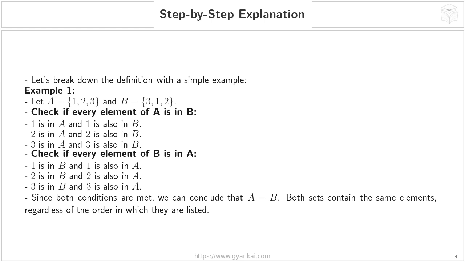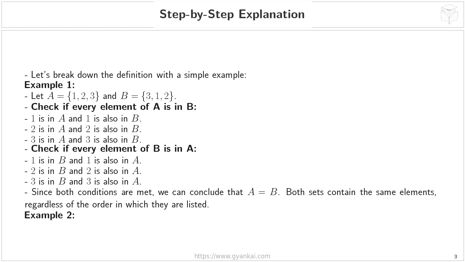We write this as A equals B, and importantly, notice that the order in which we listed the elements didn't matter at all. The sets are still equal because they contain the exact same elements. Now, let's look at example 2 to reinforce this.